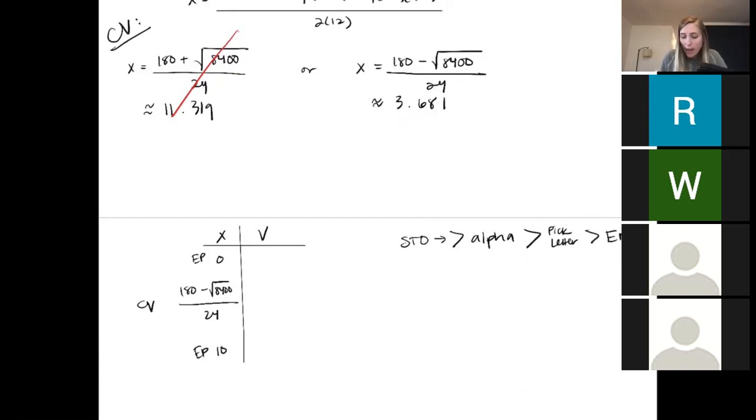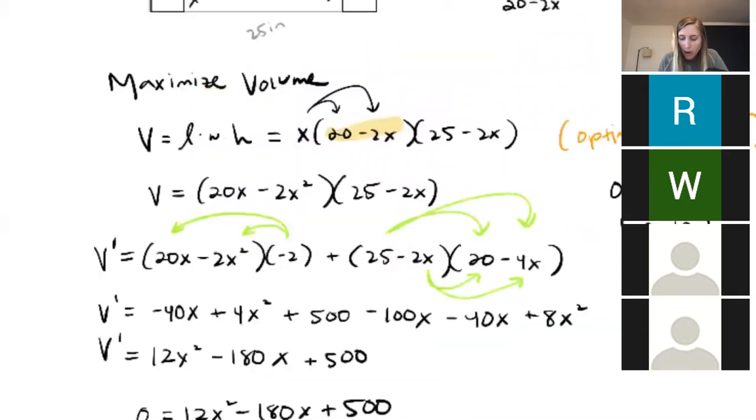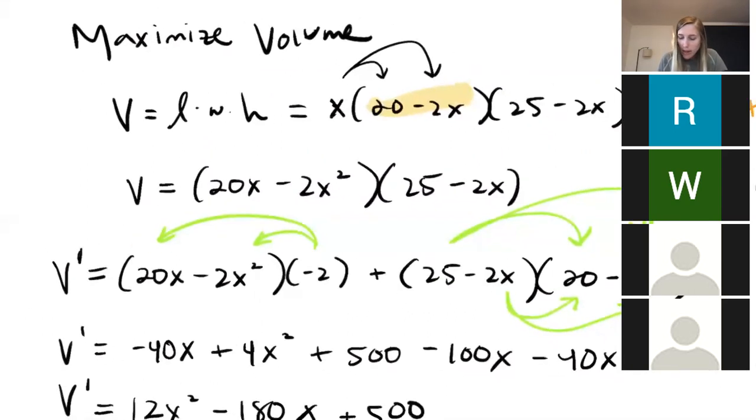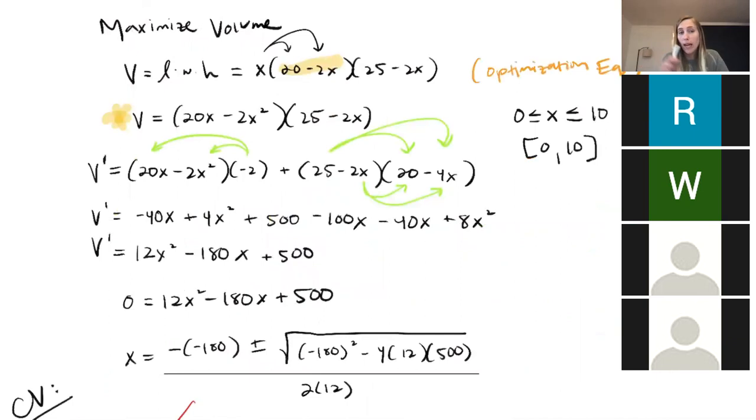And the reason you would want to do that is typing 180 minus the square root of 8,400 divided by 24 into our volume equation. Well, that's in, at least if you use this one, 3 different places. That's yucky. So if you store, you can just type in 20 times A. I hit alpha and then the math button to call up A, minus 2 times alpha A, squared, times 25 minus 2 times A.